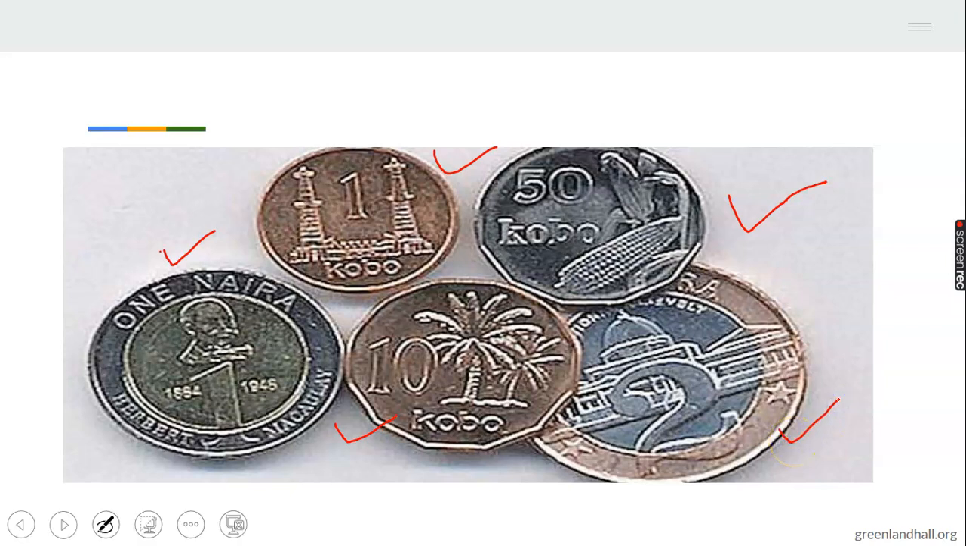We have 1 naira and 2 naira coins. The others are in kobo. That's 1 kobo, 10 kobo, 50 kobo. Nowadays, we don't use the kobo. Though if you go to some supermarkets, you get your goods, and then sometimes you see like maybe 599 naira, 50 kobo. You can't really spend kobo because the value is so low. So we deal basically with the naira.